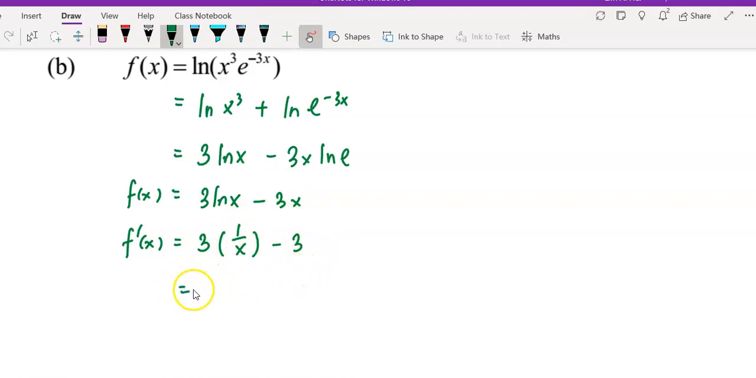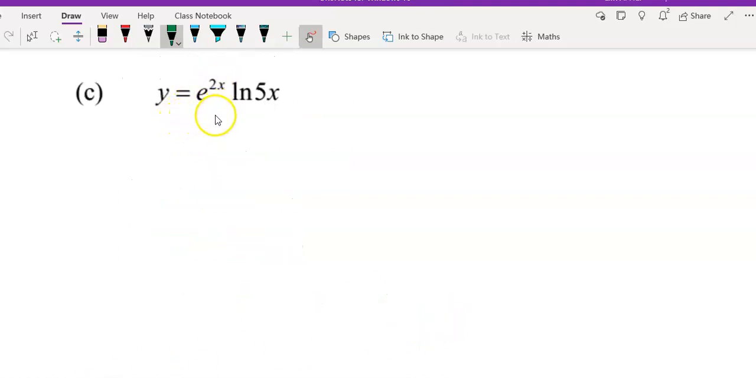Then after that, you want to equate denominators by combining them. Just multiply this by x over x. Then you can factor out the 3, you get 3 times (1 minus x) over x.